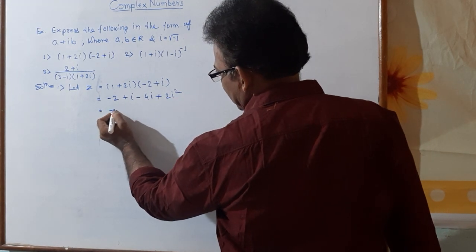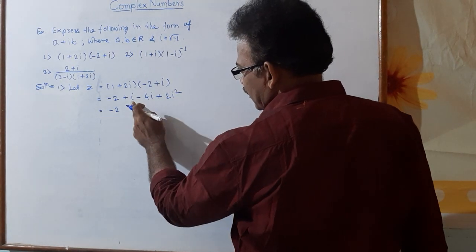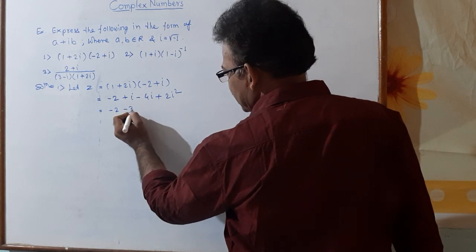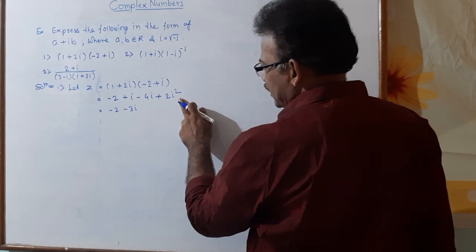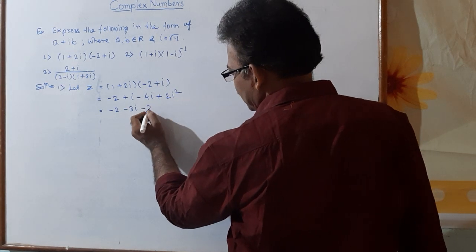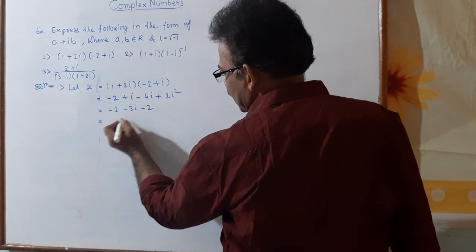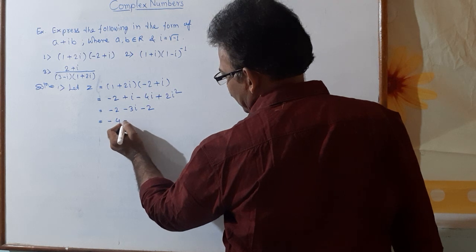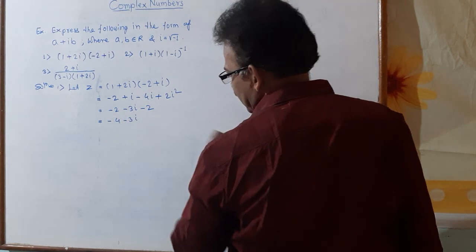And simplify. Minus 2. Here 1i minus 4i, that is minus 3i. We know value of i square means minus 1. Minus 1 into 2, we get here minus 2. And we get minus 2 addition, minus 4 minus 3i.